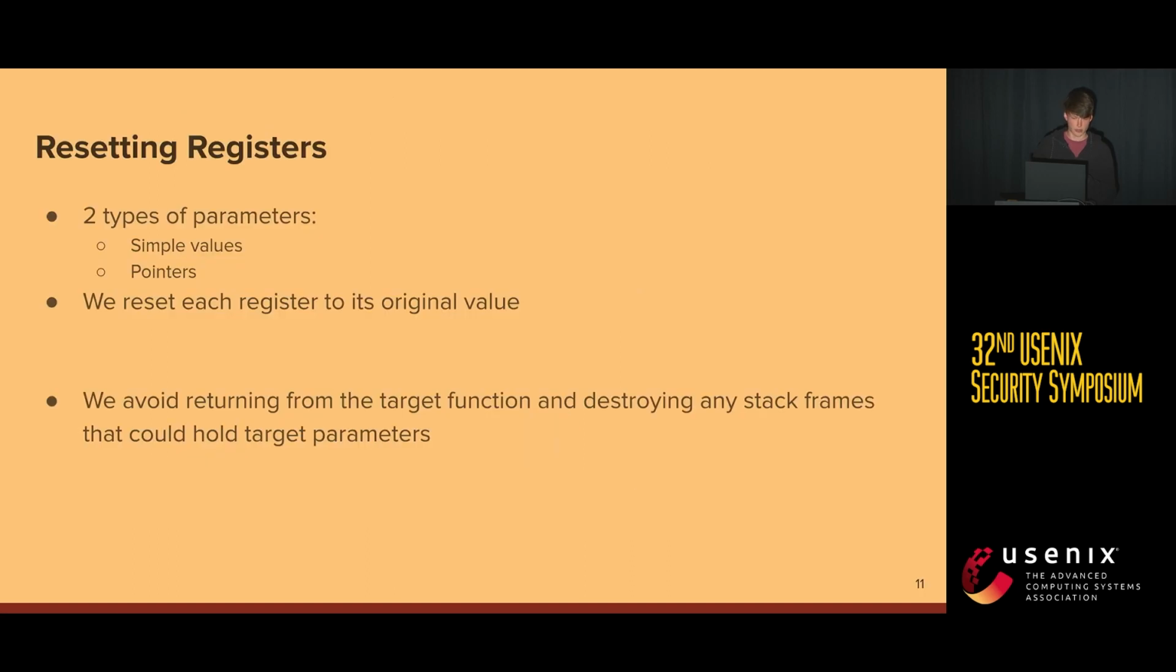For registers, we would consider that there are generally two types. Simple values where the meaning is contained in the value of the register itself, and then pointers where the meaning is contained in some other information somewhere else. But we reset all registers to their original value because we avoid ever actually returning from the target function and running any code after it that would clean up any parameters that are passed into it.